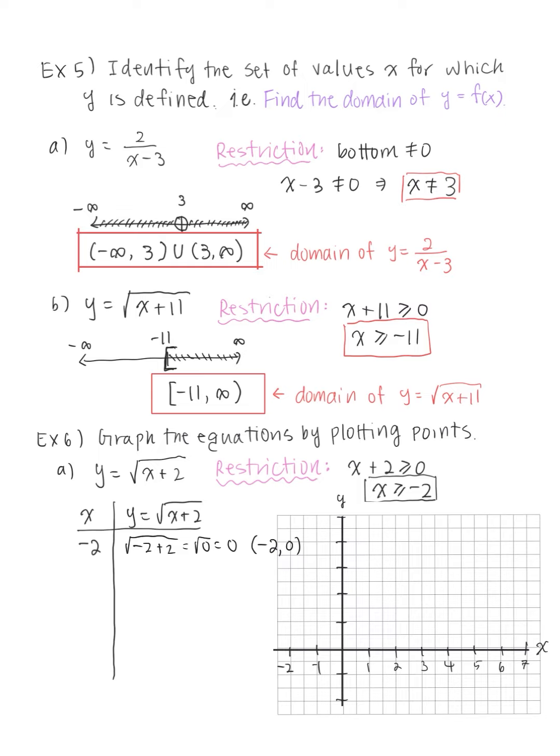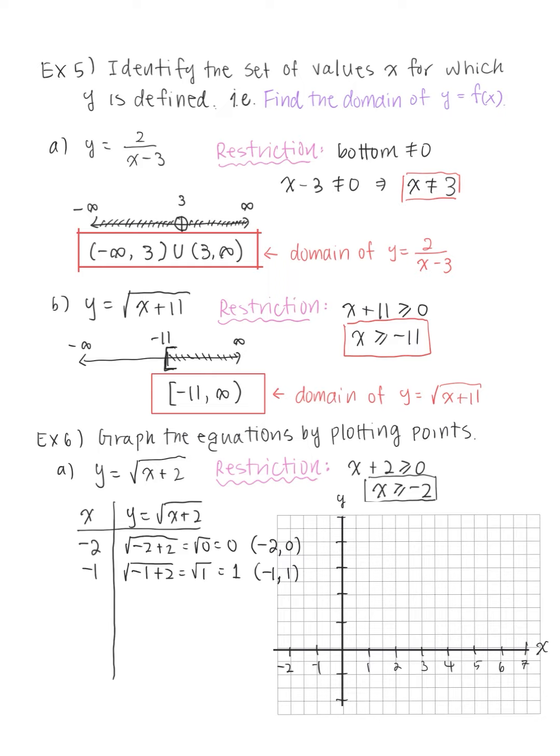Next value, so think about it. You don't want to deal with decimals or anything like that. So let's pick some nice numbers for x so that your y values are clean numbers. All right, so here, let me just take x to be negative 1. Then you're going to have negative 1 plus 2, which is the same thing as the square root of 1, which is 1, right? So here, we're going to have negative 1 comma 1.